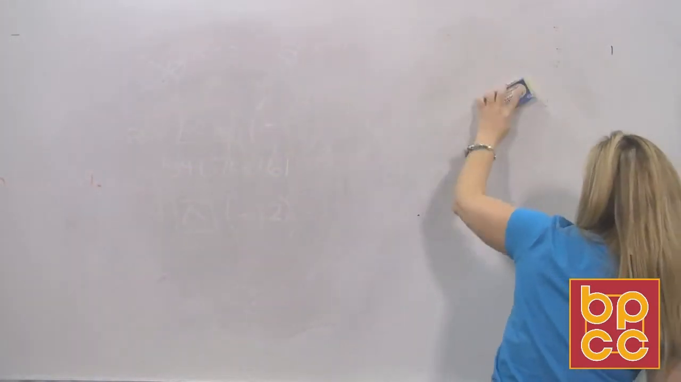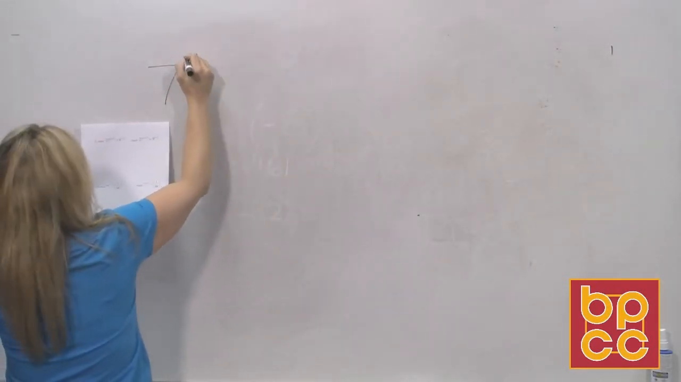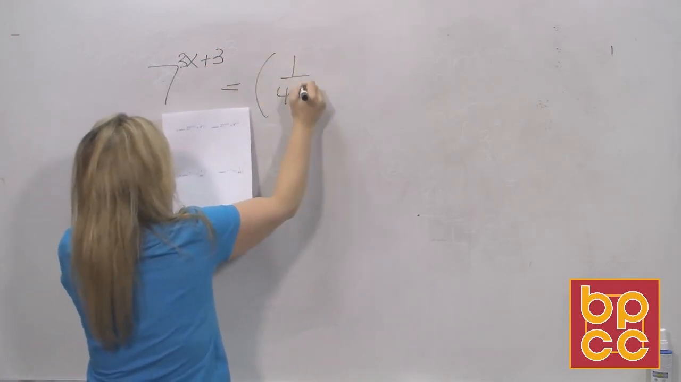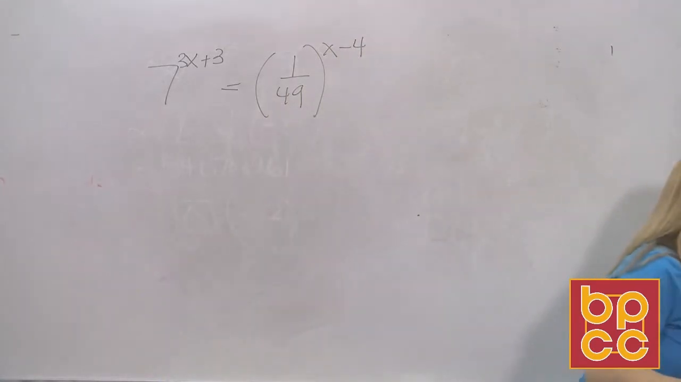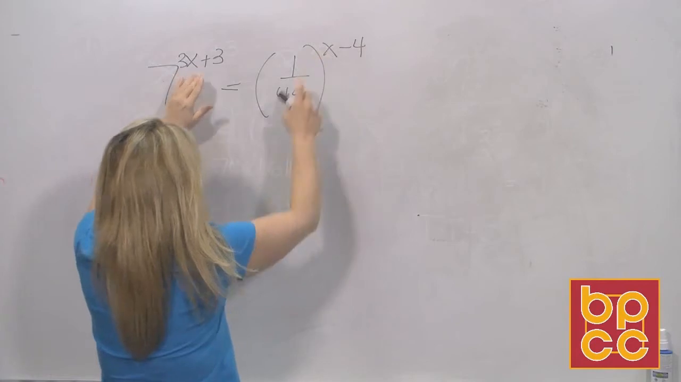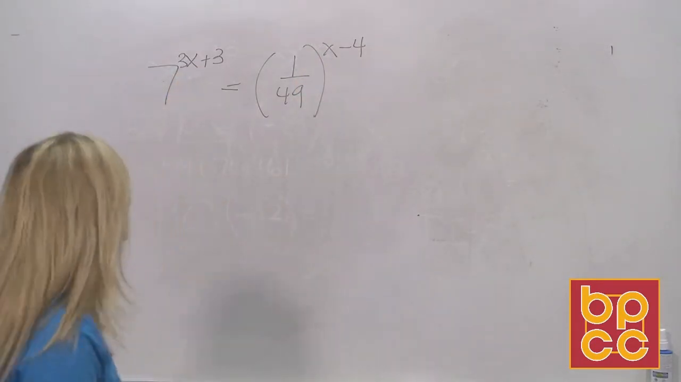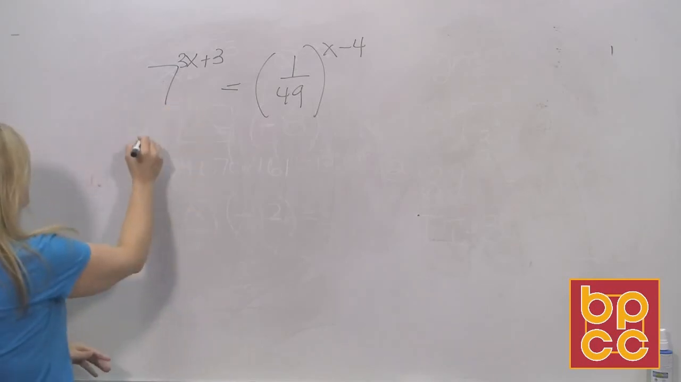So, our fourth equation is 7^(3x+3) = (1/49)^(x-4). All right, why is it exponential? Because the variable's in the exponent spot. The rule is, who do we want the same? We want the bases. The base on the left is 7. Well, 7's prime. We can't do anything with that.